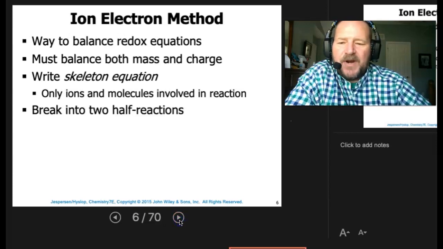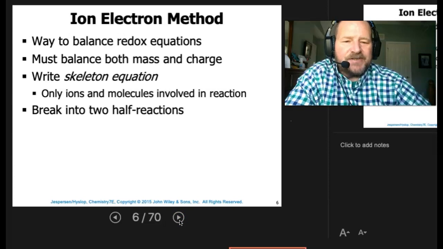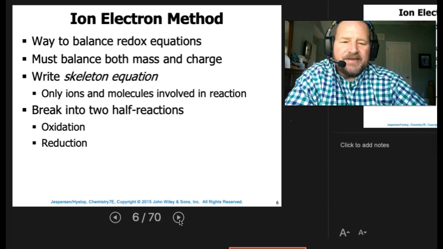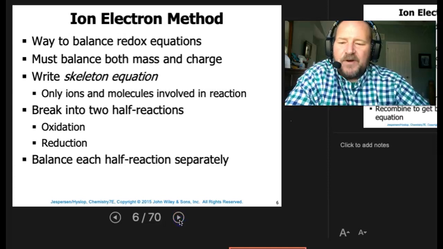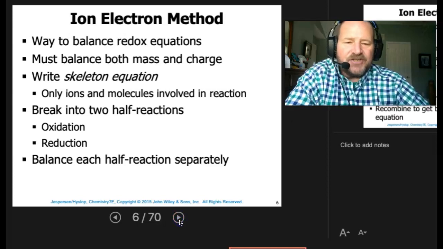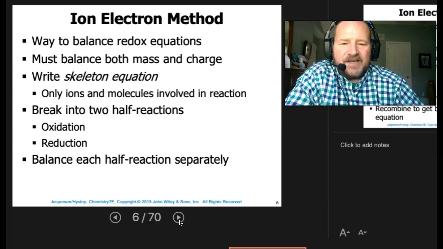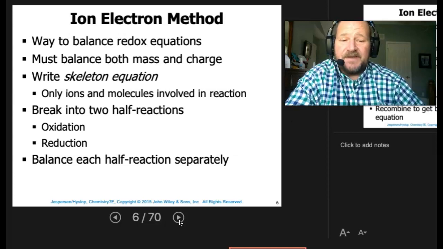And what we're going to do is break it into 2 half reactions. We're going to break it into the oxidation half, and then the reduction half. Then we're going to balance each half reaction separately. So in other words, we're not going to try to figure out all the electron movement between both the oxidation and reduction. That can sometimes get very complex.